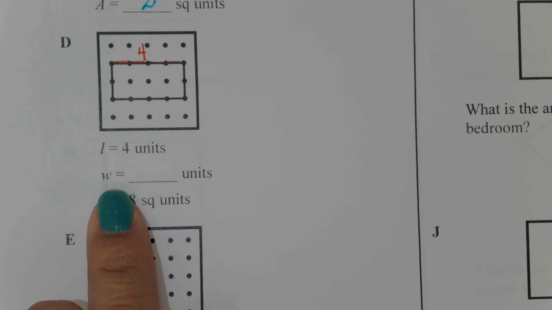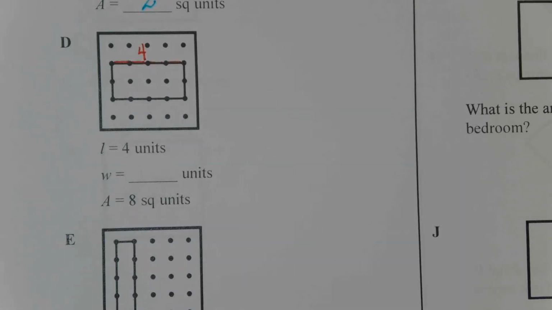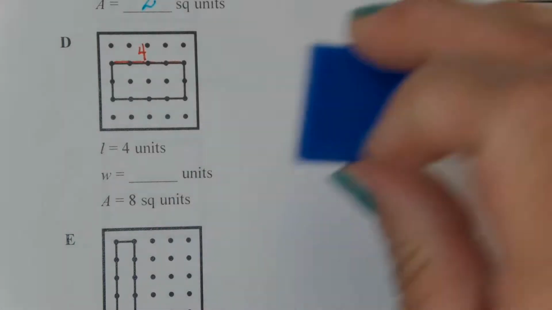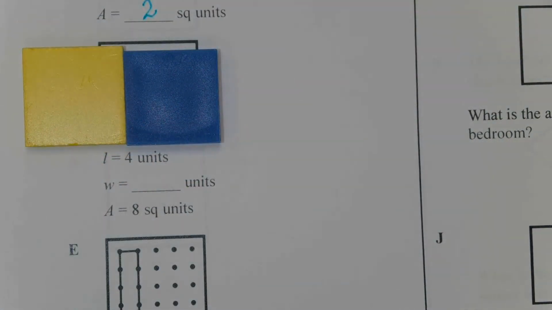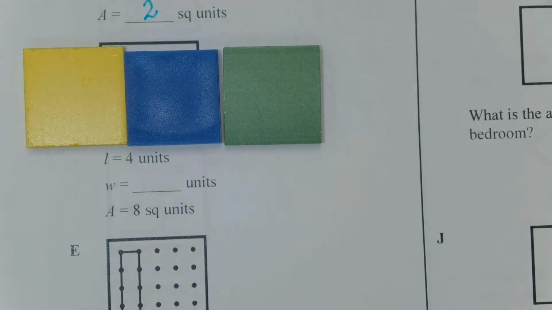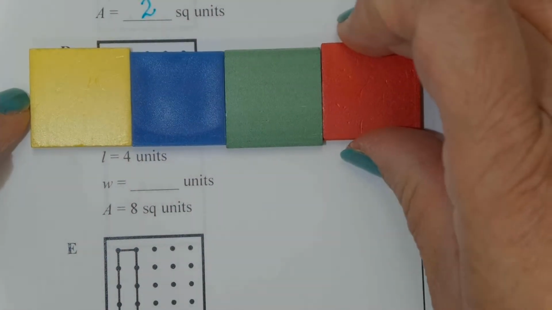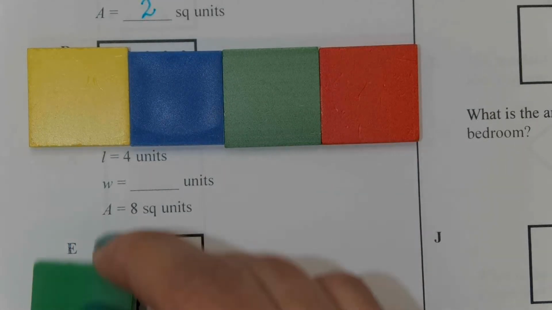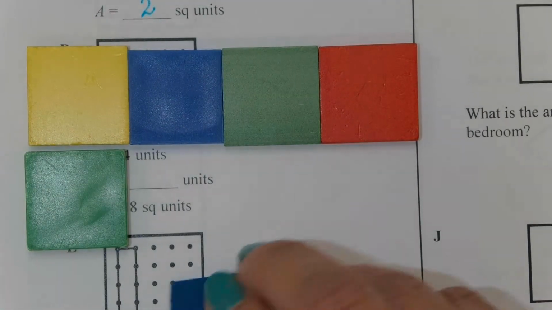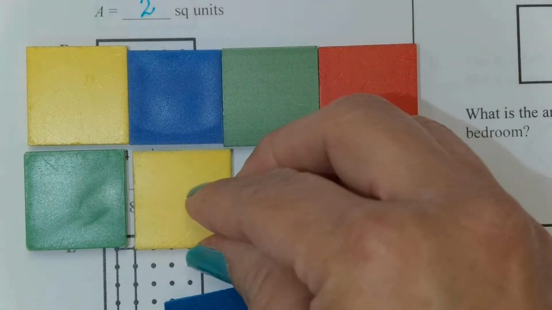So let's use our tiles to find that information. So we know it has a length of 4. So we're going to put 1, 2, 3, and 4. It has a length of 4. And our area is 8. So it means that it has 8 square tiles, right? There's 8 square tiles in all.